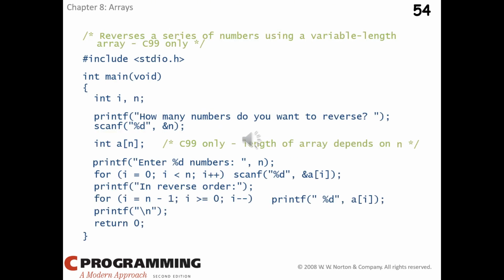What this little program does is ask you how many numbers you want to reverse, the same as our original reverse program. The only difference is based on your answer, it creates a special array that can fit exactly that many numbers. So it's like having an array that grows or shrinks depending on how many elements you have.